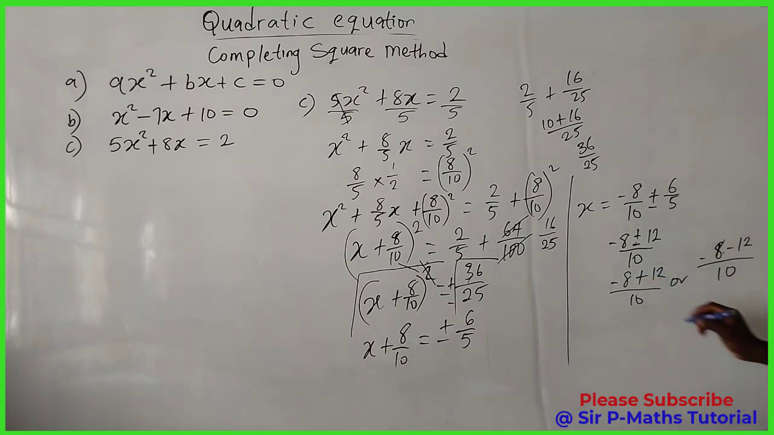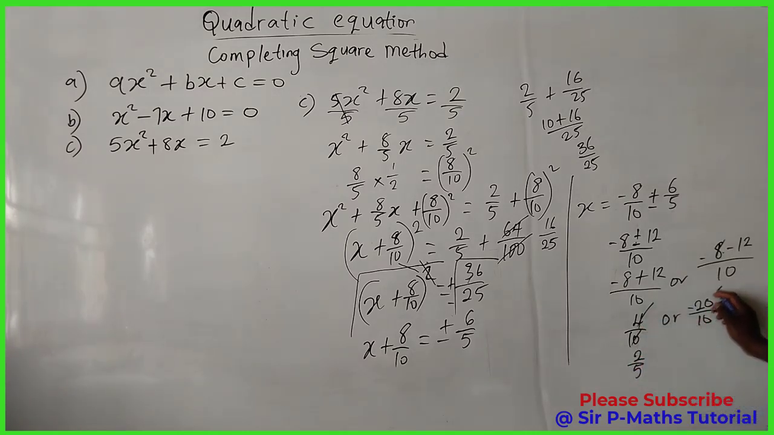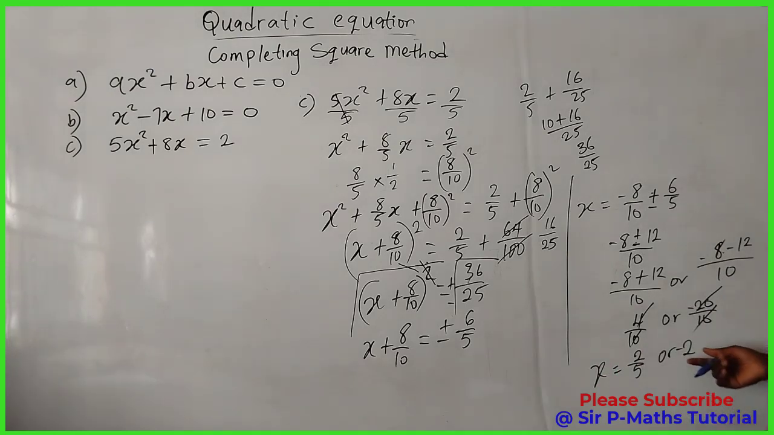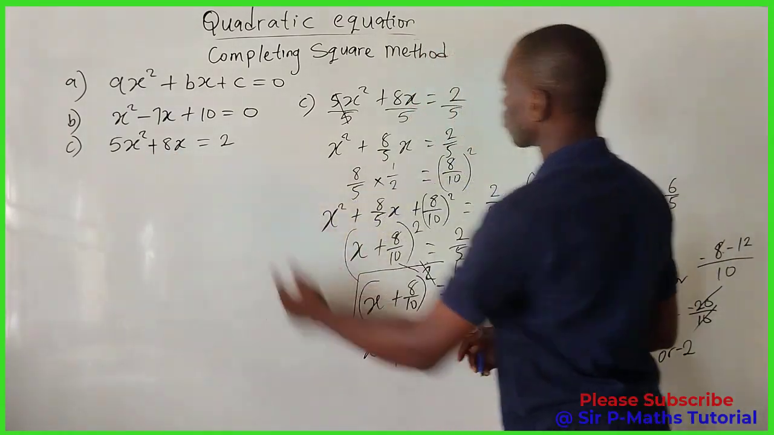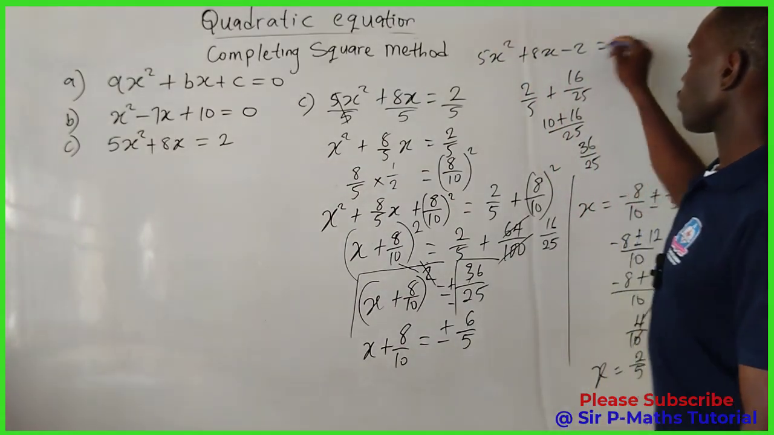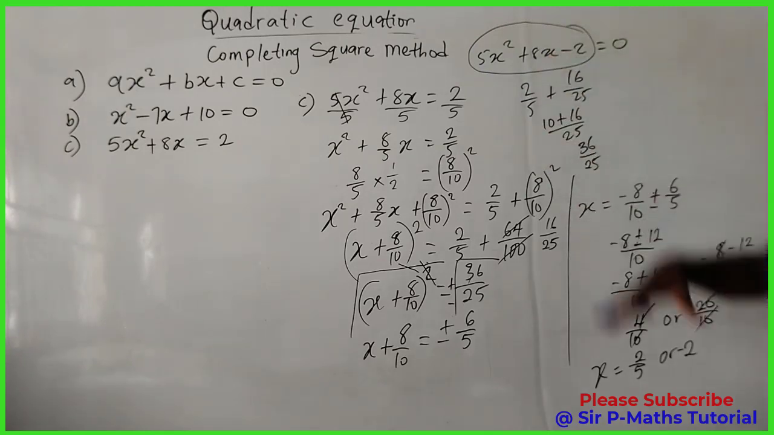Minus 8 plus 12 will give me positive 4 over 10. Minus 8 minus 12 will give me a negative 20 over 10. Then if we divide here, I will have 2 over 5. If I divide here and here, I will have 2. Okay, that's negative 2. So my x is either 2 over 5 or negative 2. If you want to confirm, carry these two values one at a time and put them in this equation: 5x squared plus 8x minus 2 equal to 0. If you put any of the two of them into this equation, then you will obtain 0 for this expression.